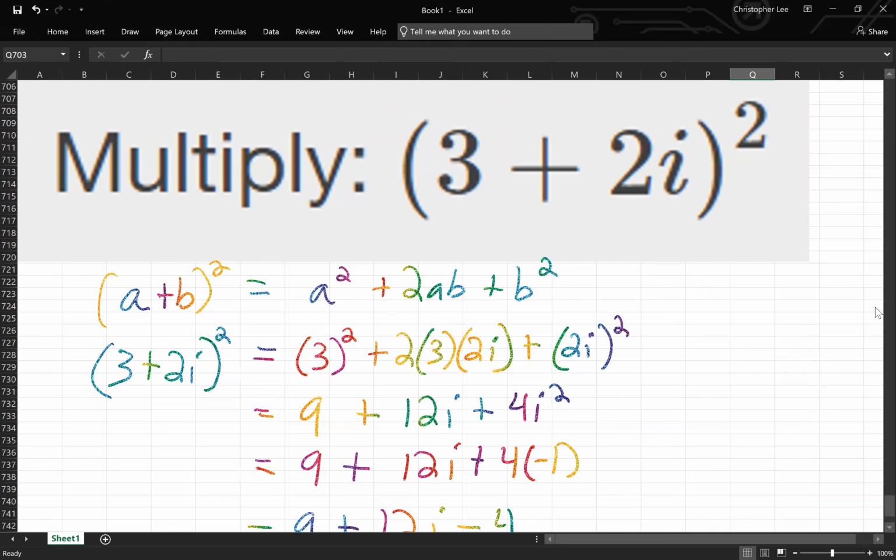If it looks confusing, you know how to do this, right? This is just 3 plus 2i times 3 plus 2i. Distribute it. FOIL it. Same way, right? I'm just using a trick right here. Whichever is easiest for you. All right, just give me the right answer. That's all I really care about.